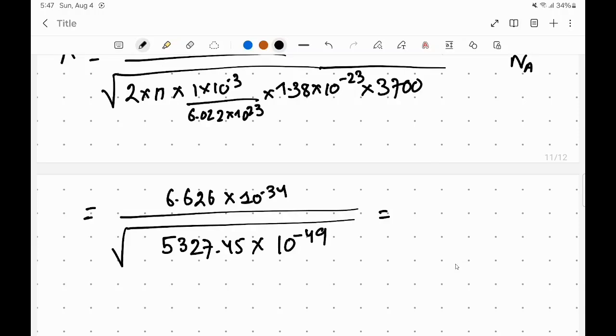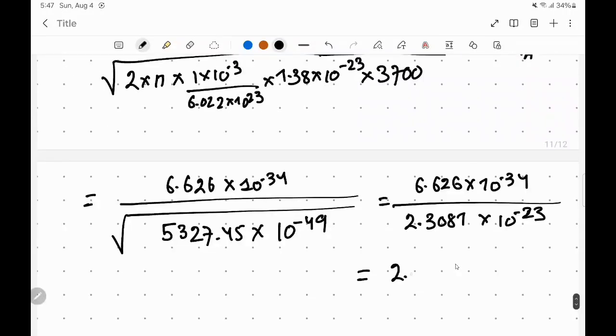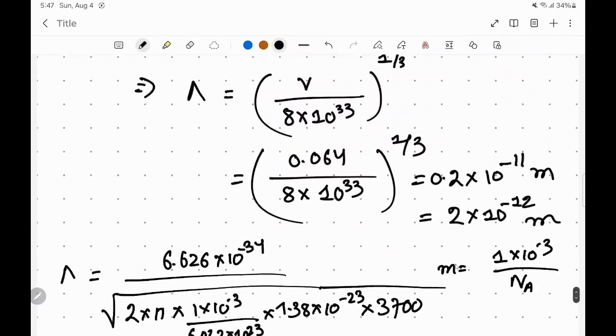I put the answer. So it is 6.626 into 10 to the power minus 34 divided by 2.3081 into 10 to the power minus 23. So it is 2.870 into 10 to the power minus 11. Is it matching?